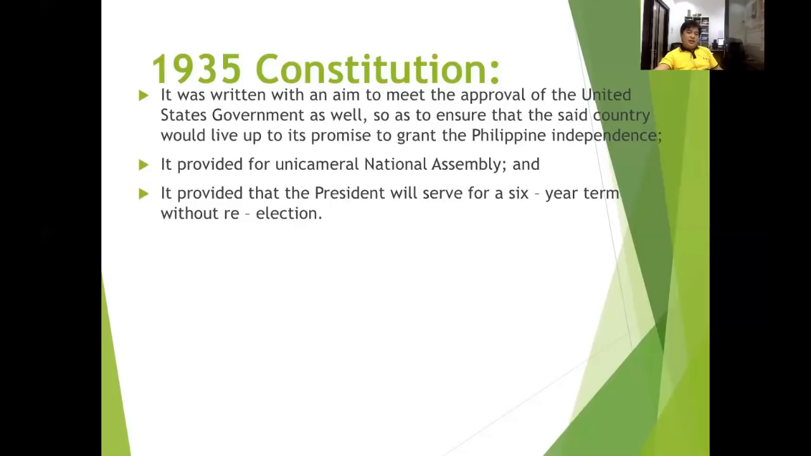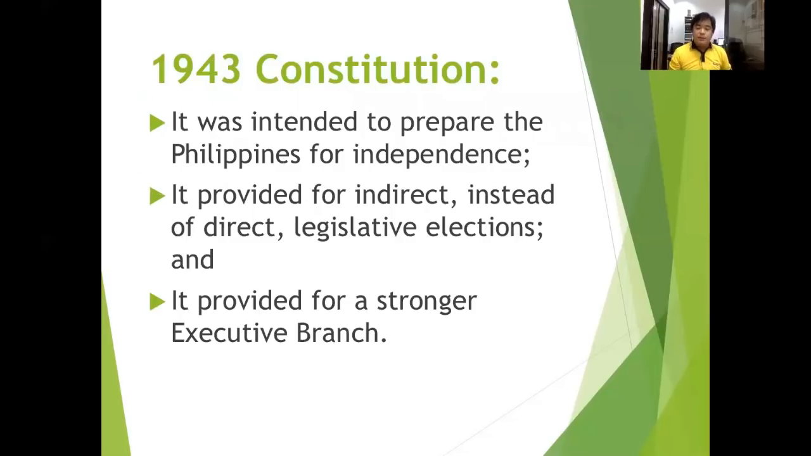But after the 1940 amendment, we were invaded by Japan, and Japan introduced the 1943 Constitution. When we were invaded by Japan, to tell you, they promised immediate independence. So that is the first feature of the 1943 Constitution, wherein it is intended to prepare the Philippines for independence. But to tell you, this 1943 Constitution did not become fully effective in the Philippines. It only became effective in the places occupied by Japan, because not all places in the Philippines were occupied by Japan.